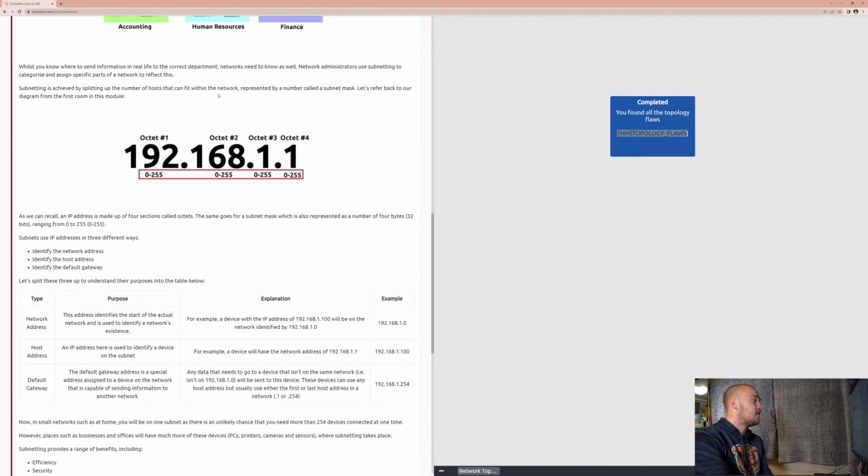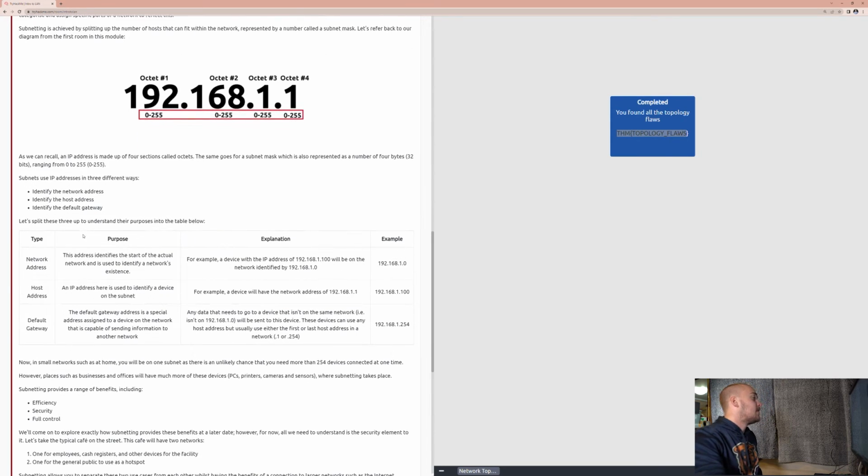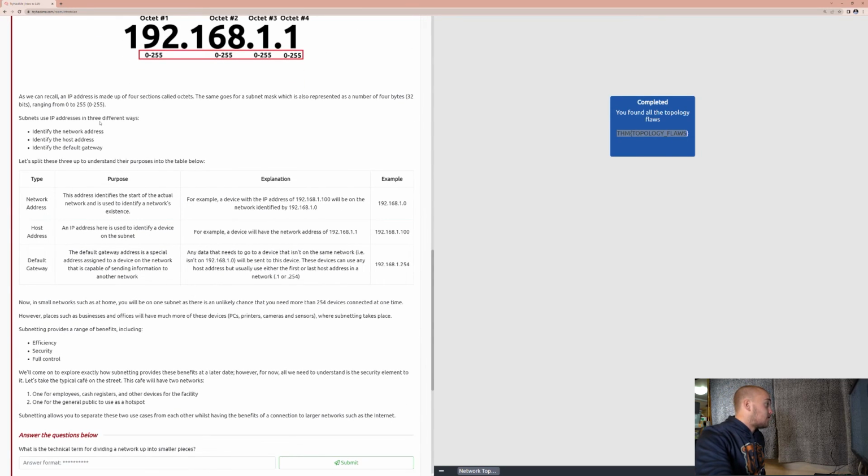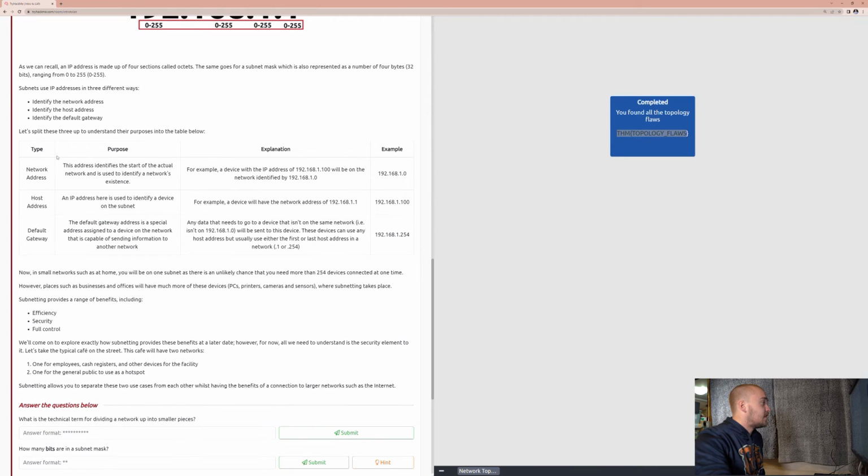Let's refer back to our diagram from the first room in this module. So here we've got the IP address again. If you're not familiar with it, we've got 4 different octets. This is an IPv4 address, and we can have a number anywhere between 0 to 255 in each one of these categories. So as we can recall, an IP address is made up of 4 sections called octets. Same goes for a subnet mask, which is also represented as a number, 4 bytes, 32 bits, ranging from 0 to 255. Subnets use IP addresses in 3 different ways. They identify the network address, they identify the host address, they identify the default gateway. Let's split these 3 up to understand their purposes in the table below.